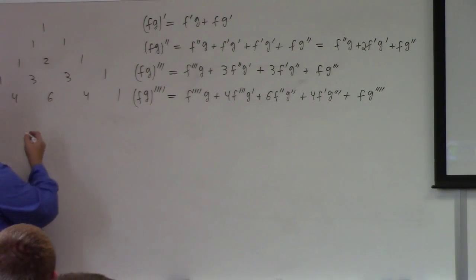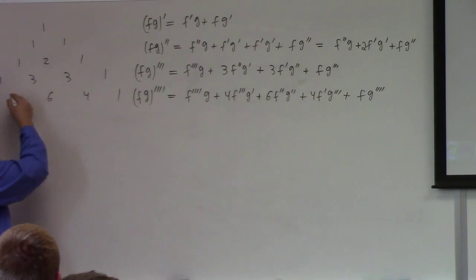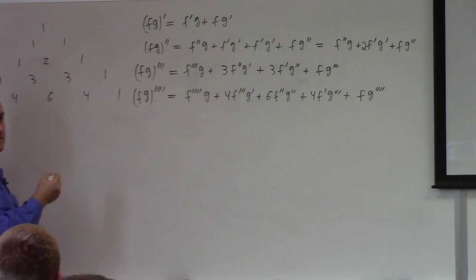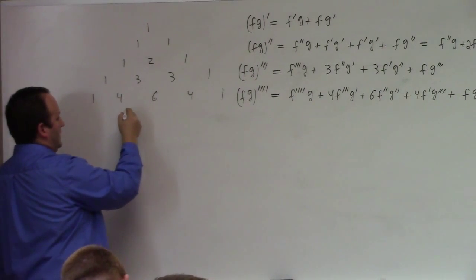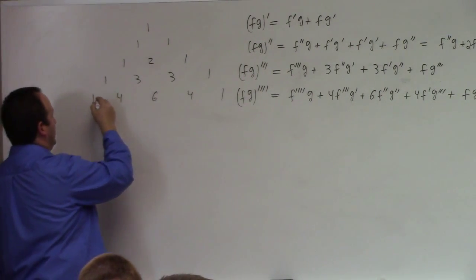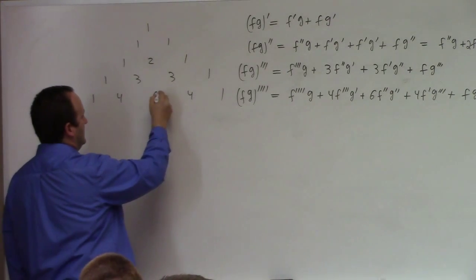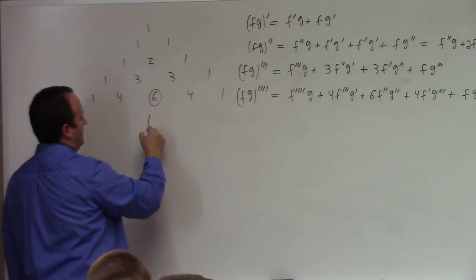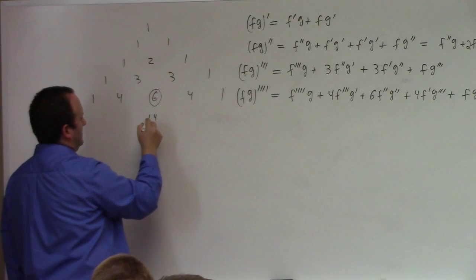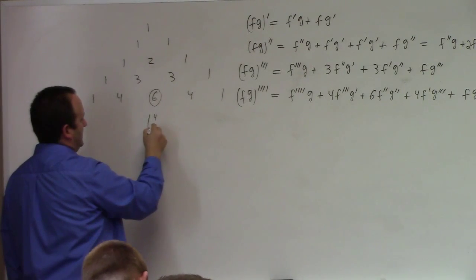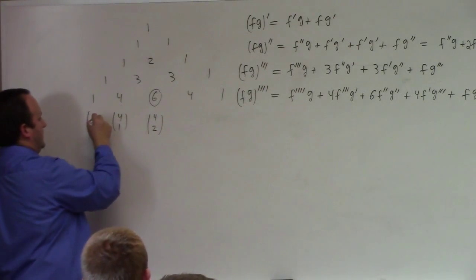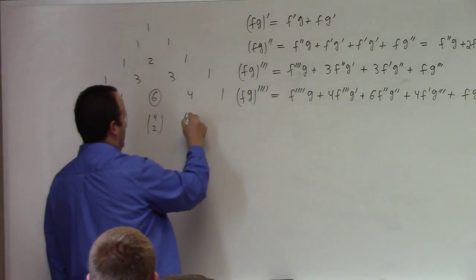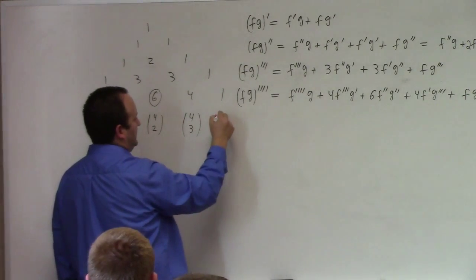By the way, these are the so-called binomial coefficients. Let me see if I can remember the notation for it right. I believe this would be 4 choose 2. This is 4 choose 1. This is 4 choose 0. This is 4 choose 3. I mean, it depends on how you want to look at it.